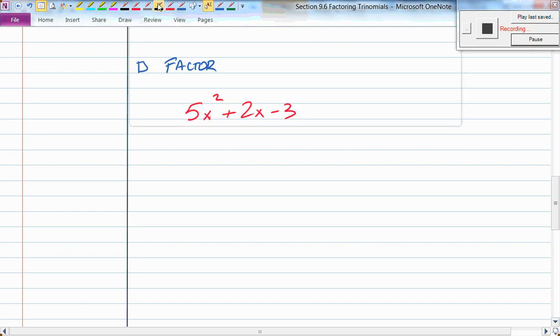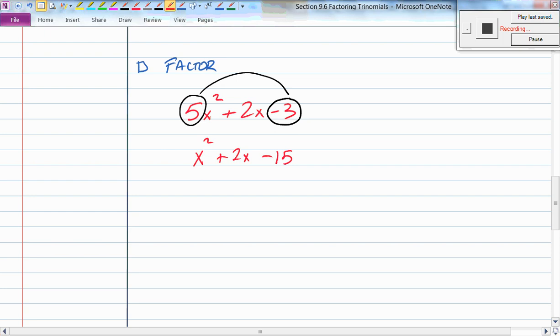Okay, first things first. What's the leading coefficient of our trinomial? 5. Is that equal to 1? No, it's not. So what am I going to do? Multiply the 5 by the negative 3. And what number would I get? Good. So we're going to write down x squared plus 2x and then minus 15. So far, so good? Okay, good.